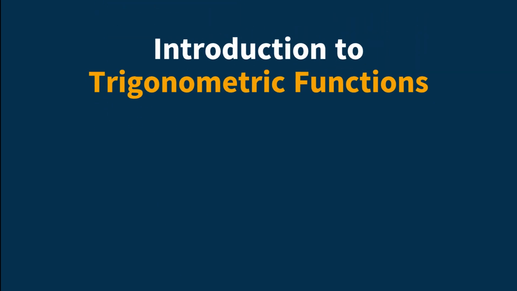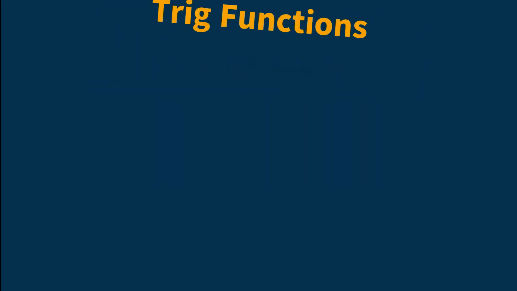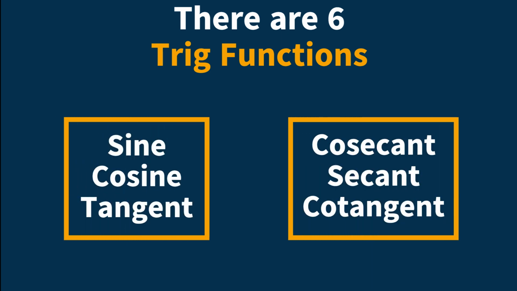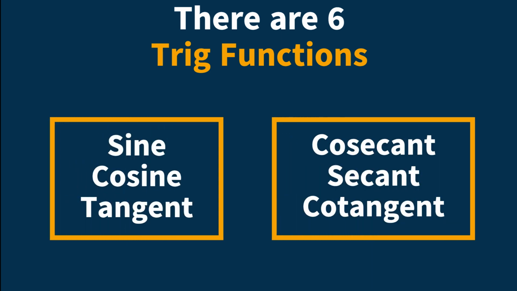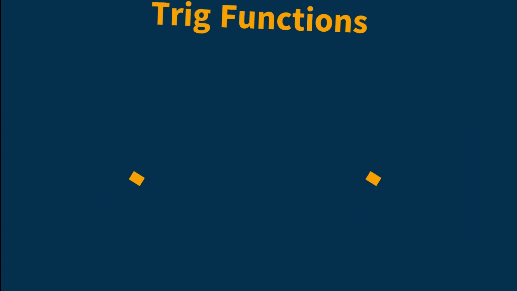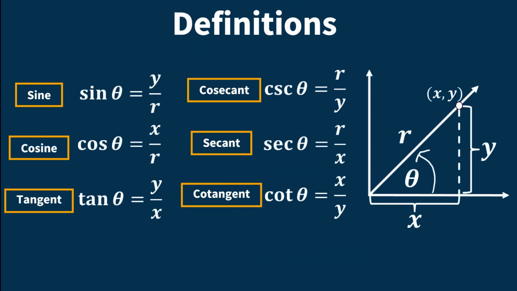Introduction to trigonometric functions. There are 6 trig functions. We have sine, cosine, tangent, cosecant, secant, and cotangent. Here are the definitions of the functions.